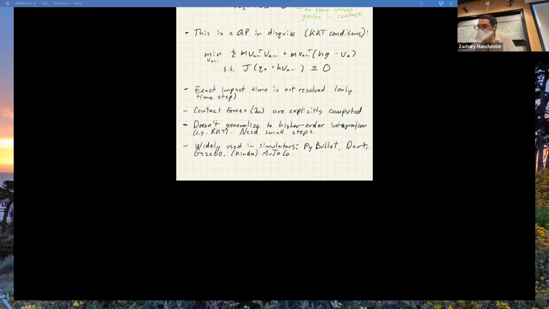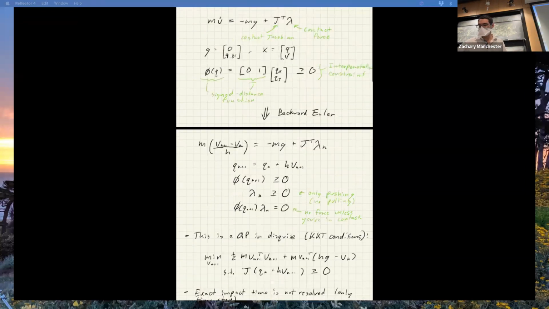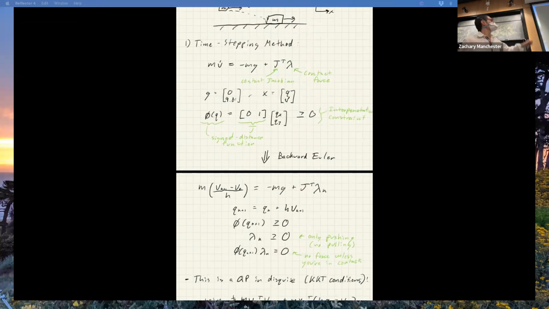Okay, so any questions about this? Yeah. Why is it that it can't handle higher-order integrators? If you basically try it, I have the continuous ODE there, and then I discretized it to write down this QP. I use backward Euler here. You can kind of do it, but it gets really weird and messy and not fun.